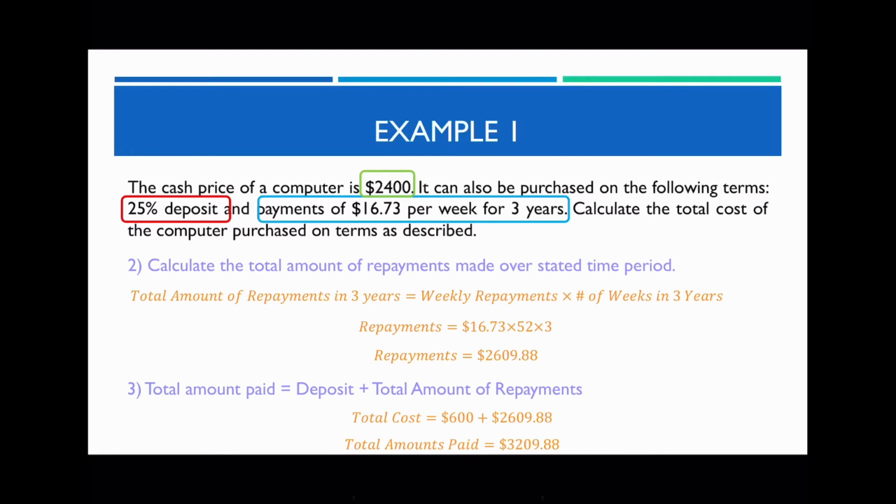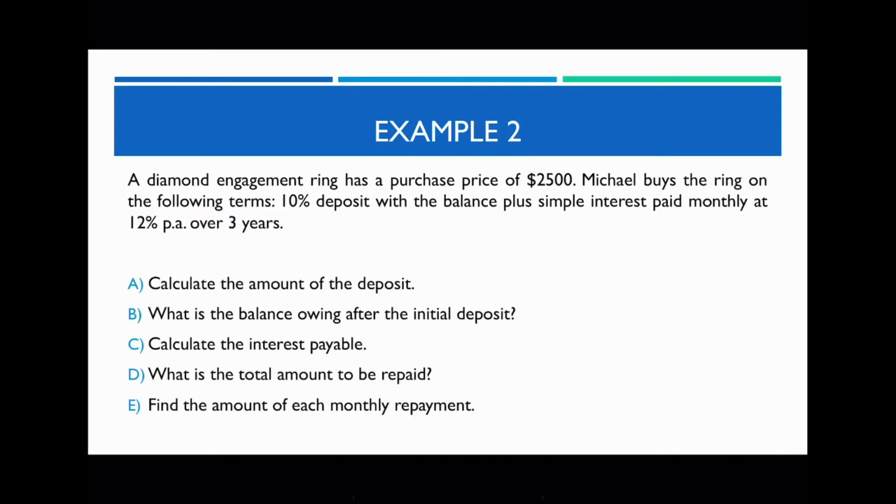$3,209.88. And notice that this is significantly larger than the initial price, and that should be the case because you didn't have that money up front, you have to pay interest on top of that, which is why you pay a higher fee. Let's look at the second example, and hopefully after you do the second example, you're going to have a better understanding of buying on terms.